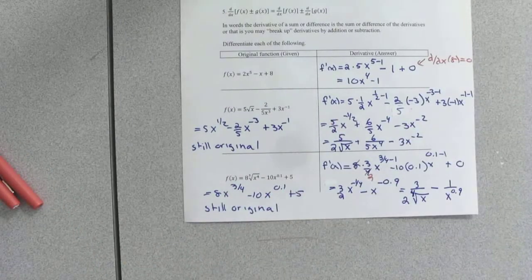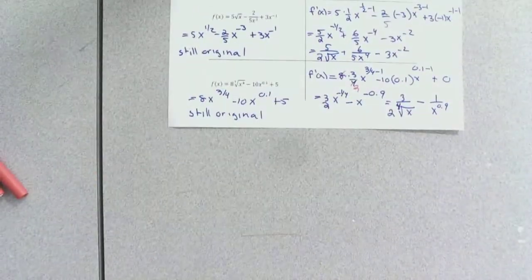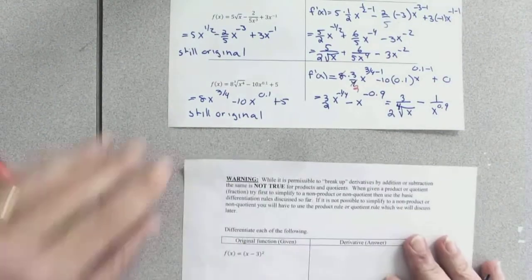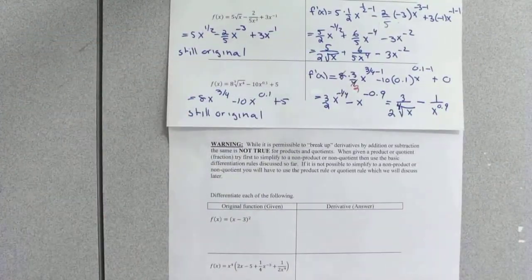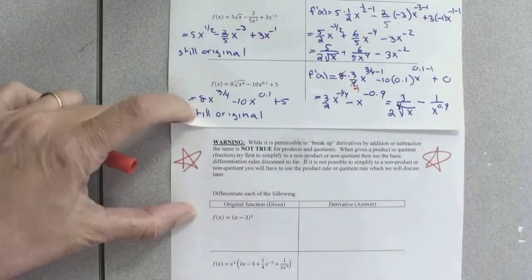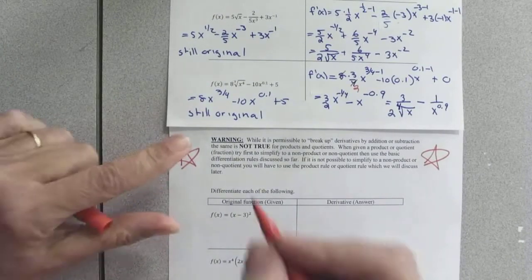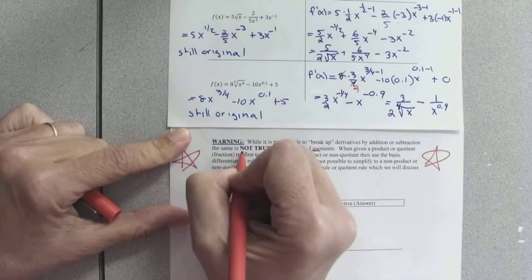Okay, so this rule was about adding or subtracting. It says you may break up derivatives by addition or subtraction, or when it's just adding or subtracting, you can work term by term. However, warning. While it is permissible to break up derivatives by addition and subtraction, the same is not true for products and quotients.